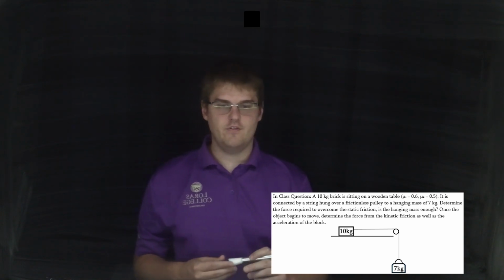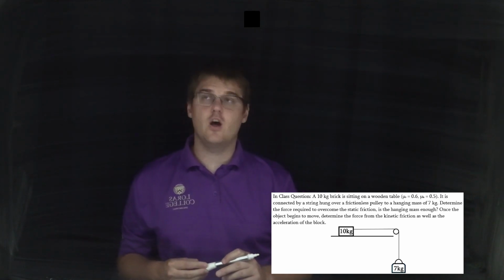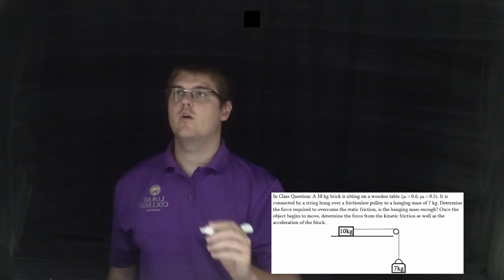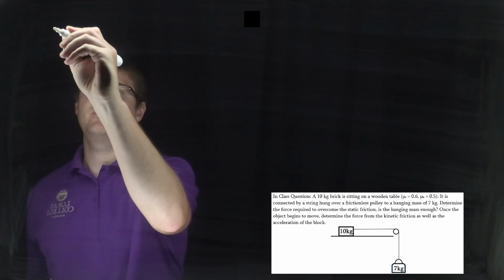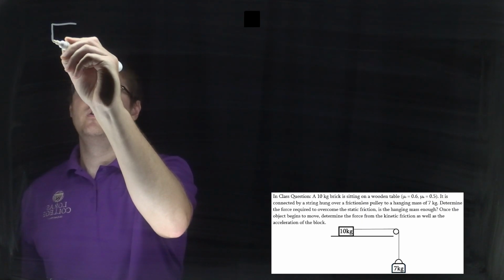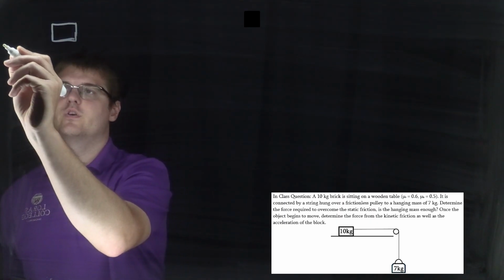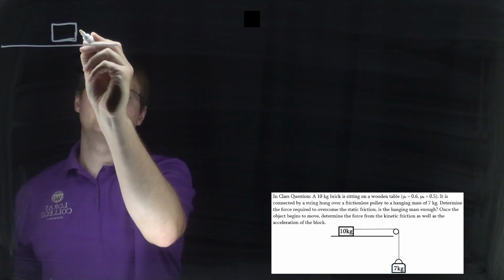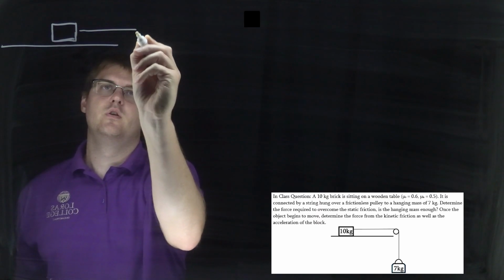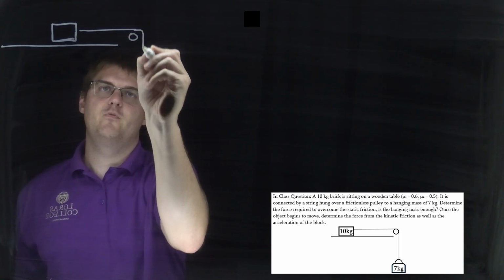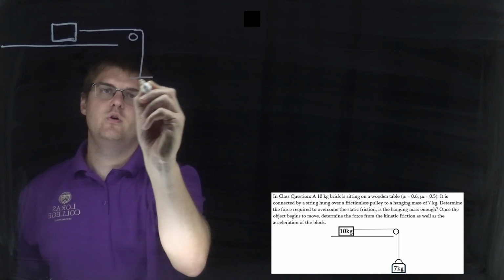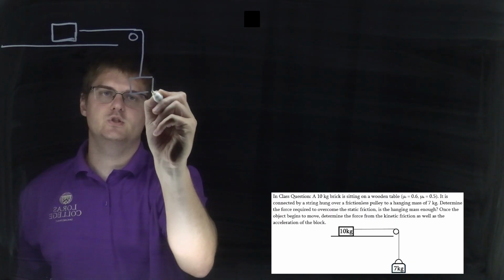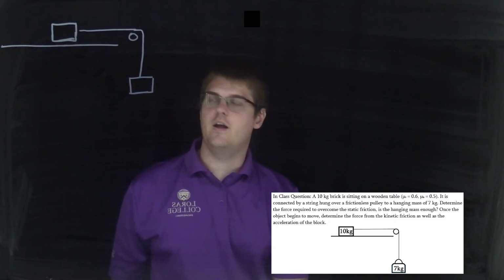Okay, so we have day 8. We're just starting to talk about friction. So our first friction problem, we have a block like so that is sitting on a frictional surface. And this block is attached through some frictionless pulley to another block which is just hanging in thin air.